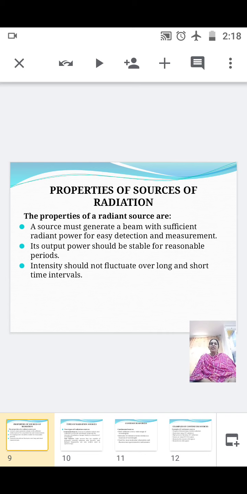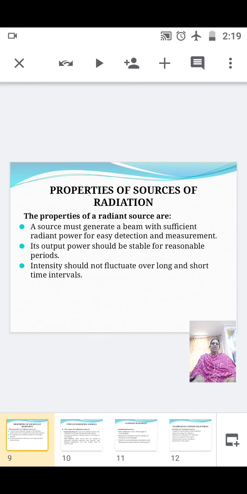Then the second one is its output power should be stable for a reasonable period. The third one is the intensity should not fluctuate. The intensity of the radiant source should not vary. It must remain constant over long and short time intervals. These are the three common properties of any radiant source.